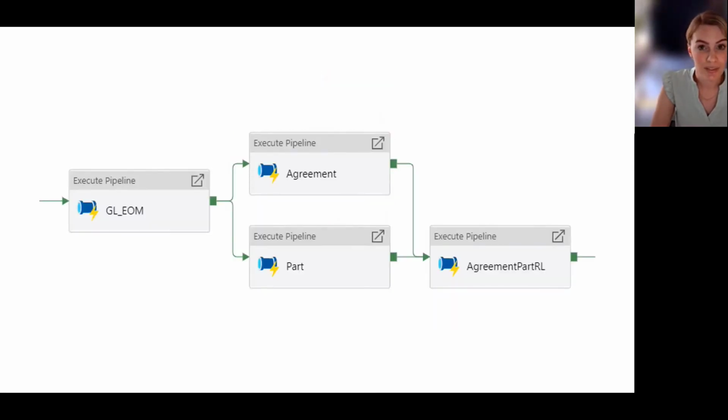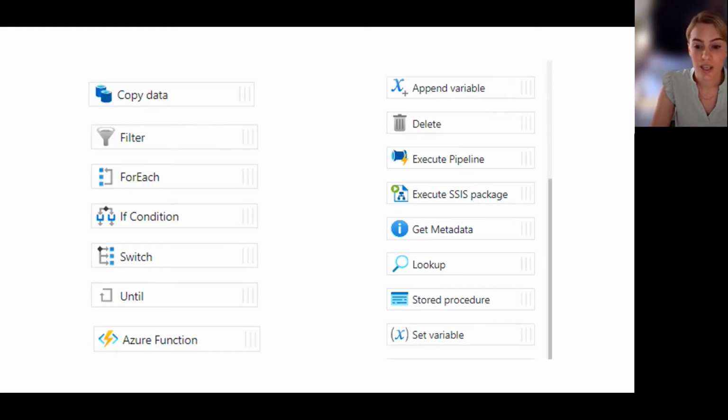The sub-pipelines, or train cars if you may, can be executed sequentially or in parallel. The activities can be anything like a lookup, copy data, a stored procedure. You can set or append a variable, or a for each. There is a lot you can do. And as I told you earlier in my example, we are mainly looking at transporting data, not so much transforming it.